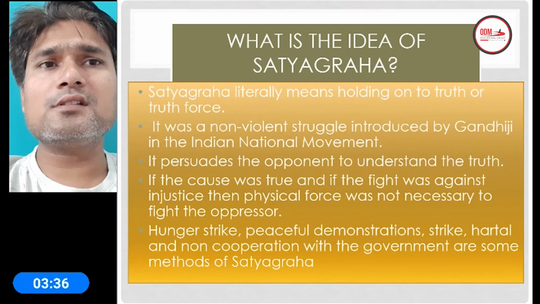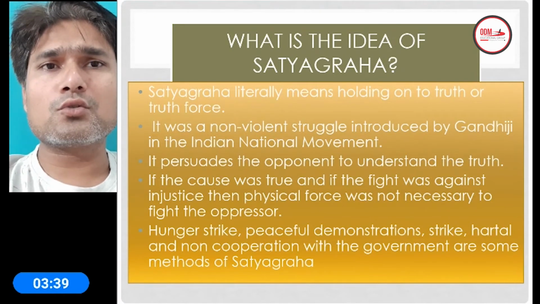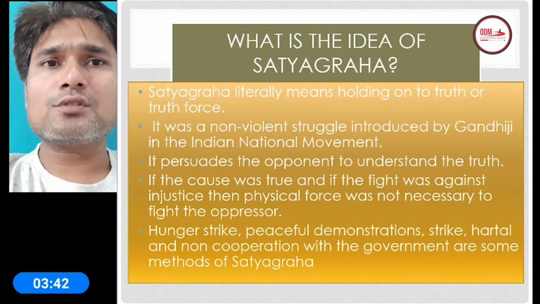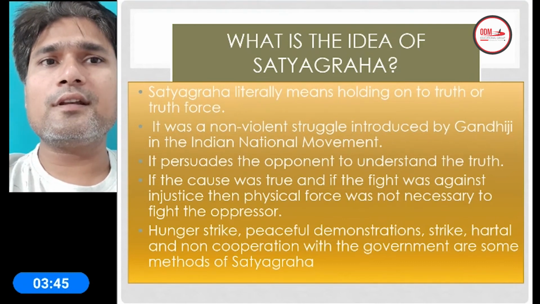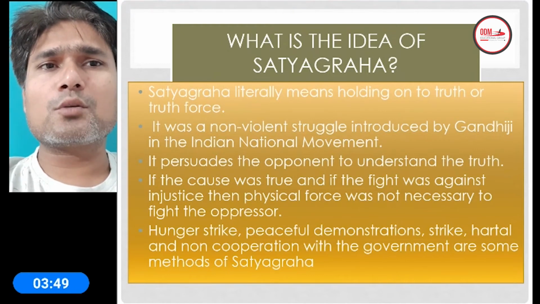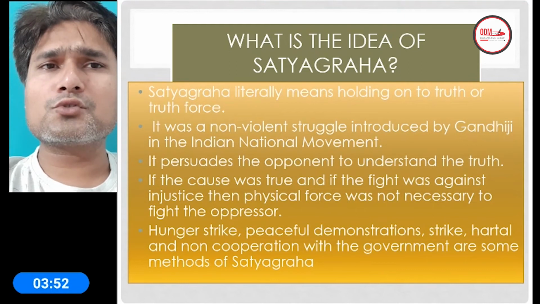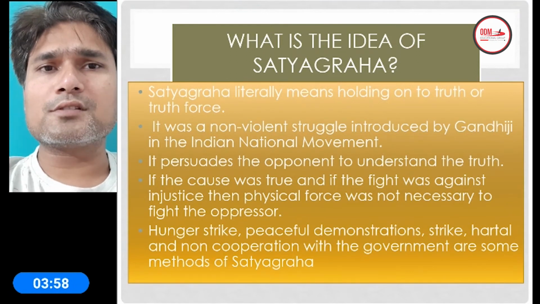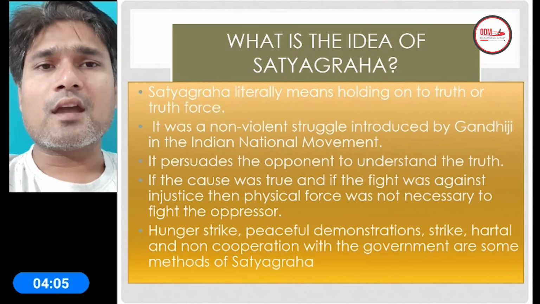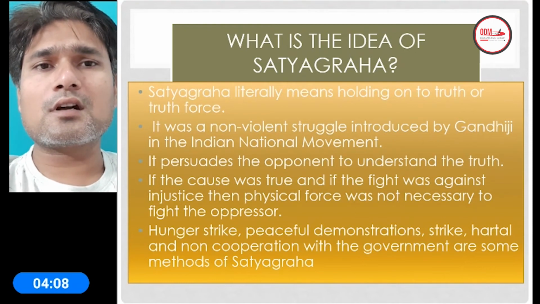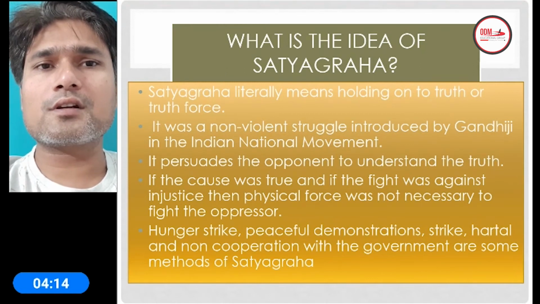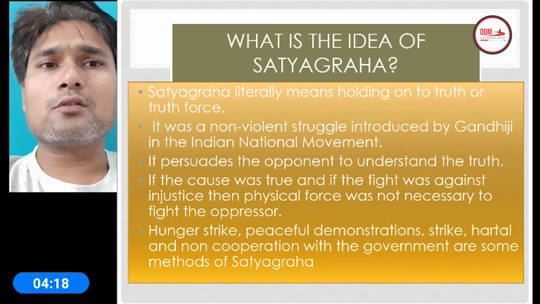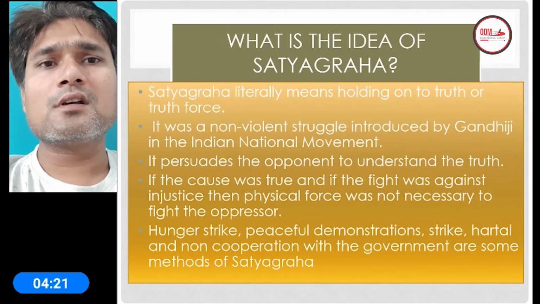Satyagraha literally means holding on to the truth, or search for truth, or truth force. It was a non-violent struggle introduced by Gandhiji in the Indian national movement. It persuades the opponent to understand the truth if the cause was true, and if the fight was against injustice, then physical force was not necessary to fight the oppressor. Hunger strike, peaceful demonstration, strike, hartal, and non-cooperation with the government are some of the methods of Satyagraha.